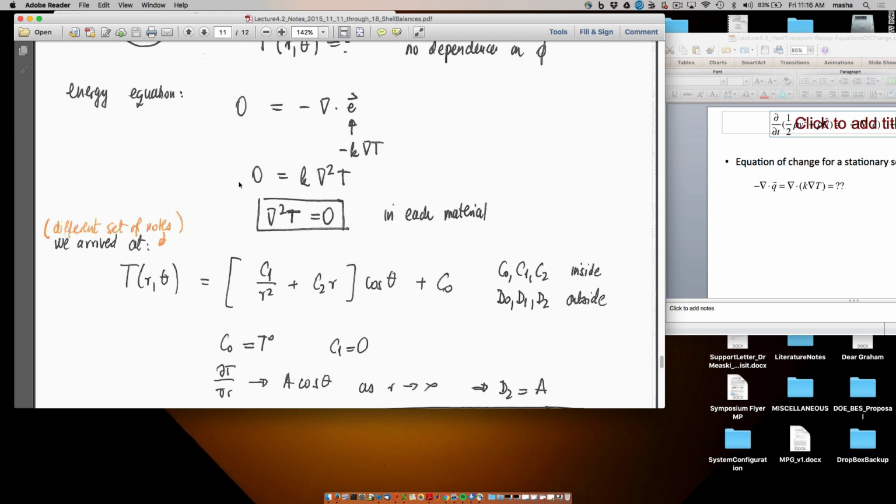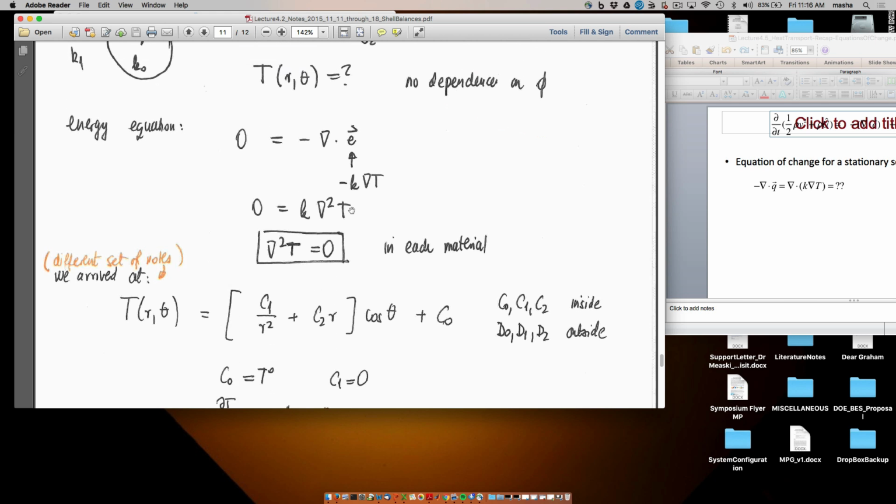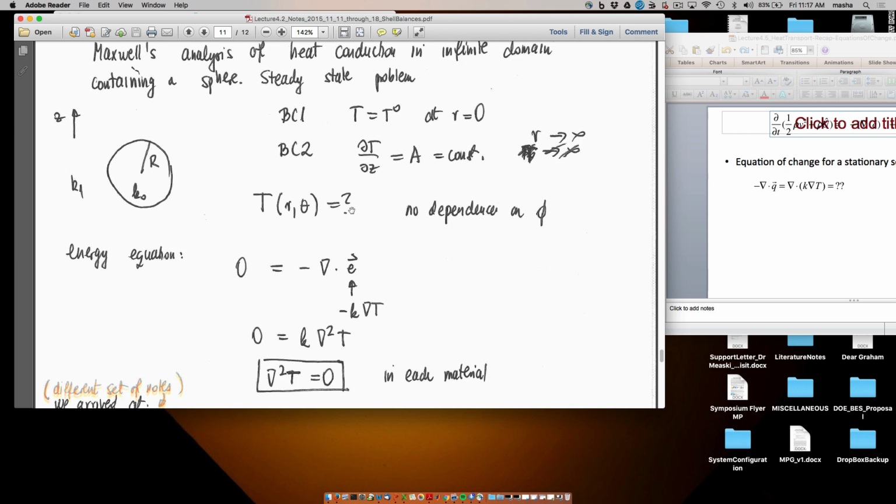So what I'm really solving is, as we already put together, the Laplacian, del squared T, equal to 0 in each of the materials. K is general here, and I know that it changes inside and outside of the boundary. And this del squared T is equal to 0 in each of the materials.